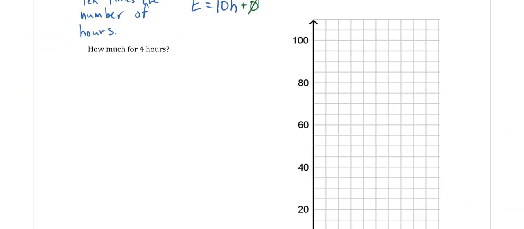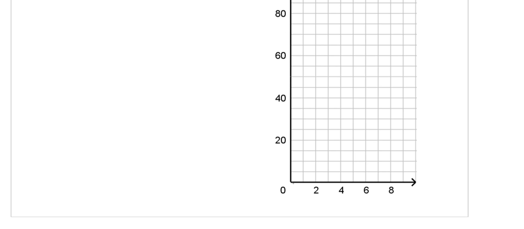How much for 4 hours? So there's a couple ways that we can do this. I start at 0. And every hour I go over, I go up $10. So I got to look at this scale here, and that's 20, so half of that is 10, so there's 10. So in 1 hour it's 10, in 2 hours it's 20, 3 hours it's 30, 4 hours it's 40, and I can draw a nice line.